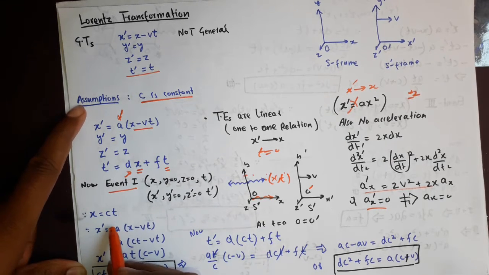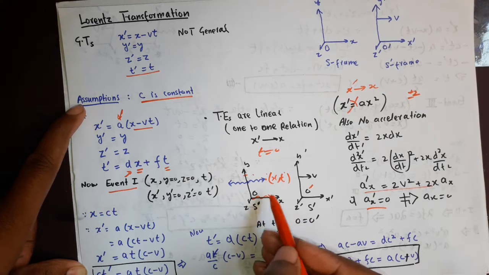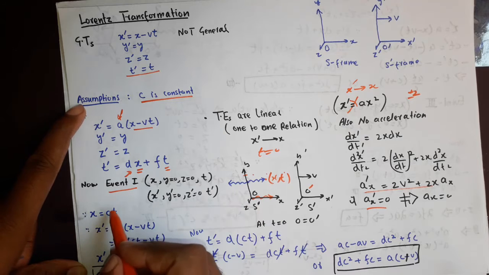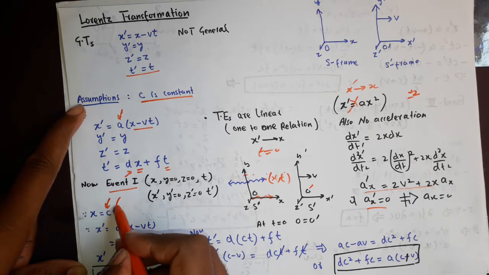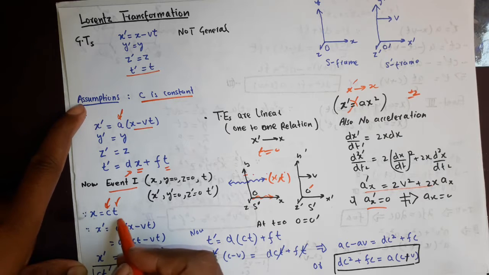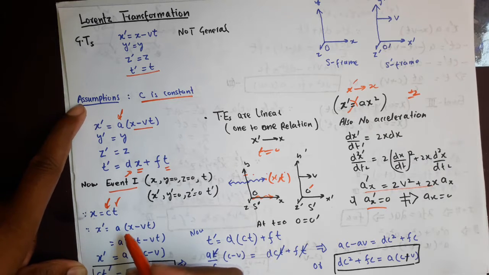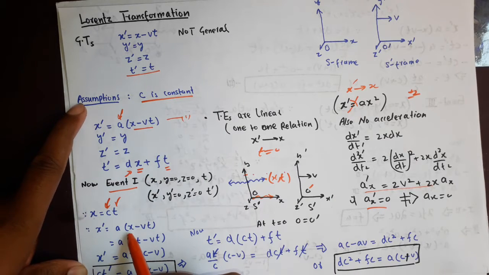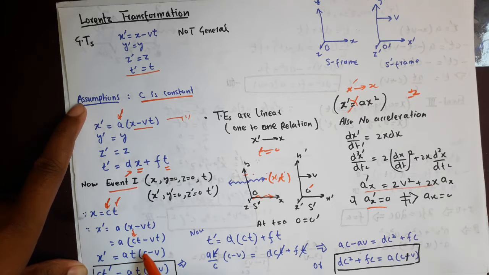Since at time t equal to 0 the light was at the origin, and now at time t it has covered some distance, if it is moving with speed c in time t, it will cover the distance x equal to ct. Now I'm using the transformation equation x prime is equal to a times x minus vt. If I put the value of x, which is ct, this gives me ct minus vt, and I can take t out, so this gives me a times t times c minus v.